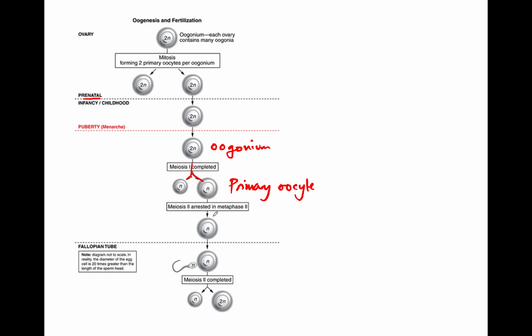Meiosis 2 begins, but then is arrested, paused, at metaphase 2. Here we have the secondary oocyte. That secondary oocyte is what's released during ovulation. Meiosis 2 is only completed when the haploid nucleus of the sperm enters the cytoplasm of the secondary oocyte. At this stage, meiosis 2 is completed. Those two nuclei fuse to produce a diploid zygote.